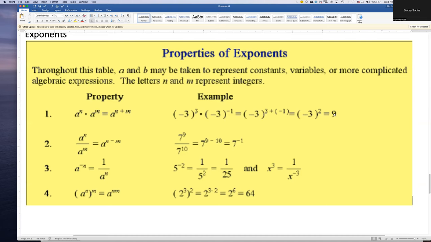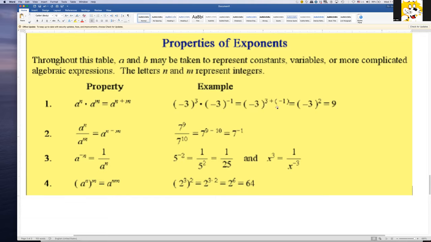Positive. There you go. And a positive and a negative is a? Negative. There you go. So don't ever forget that. Now, when you're adding is different. A negative plus a negative is a? Negative. There you go. All right, so be careful.